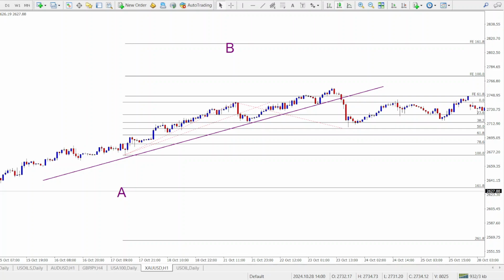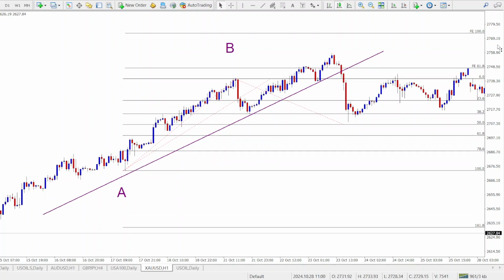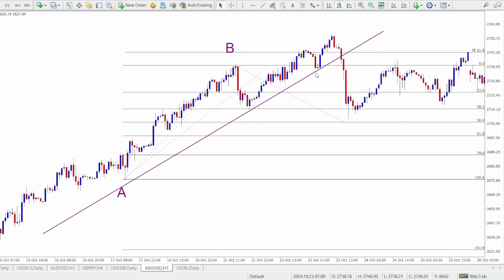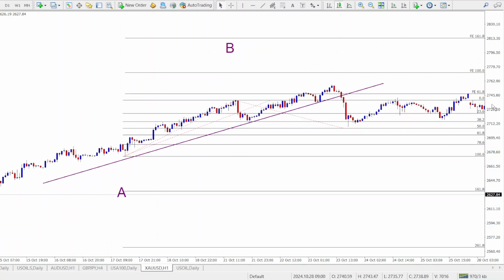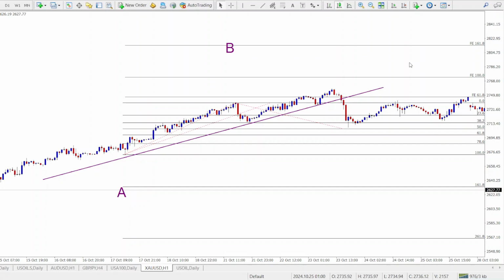For example, if a price breaks out of a consolidation phase, these extensions give you a roadmap of where the price might reach next. And if the bullish trend were to continue, those Fibonacci extension levels give you potential points where the price might get to.